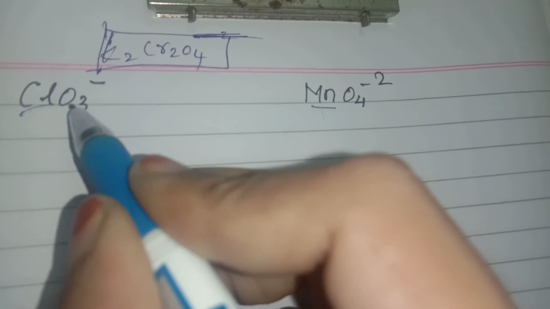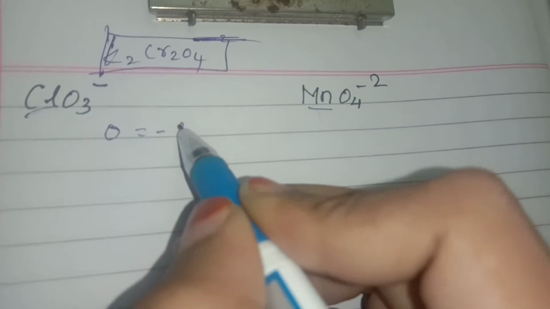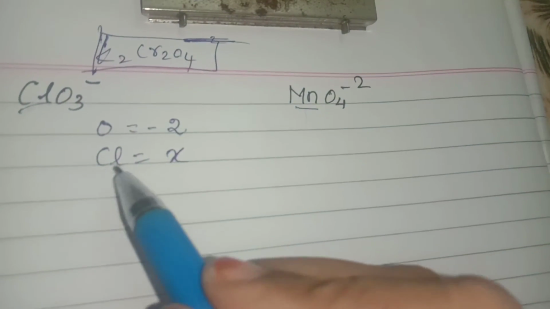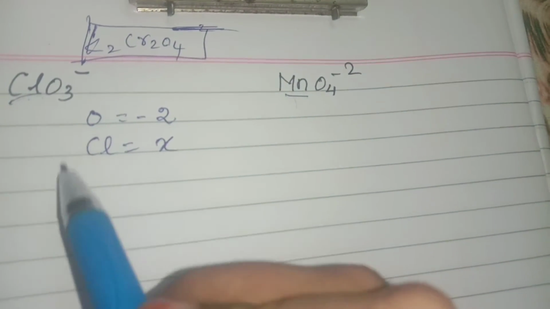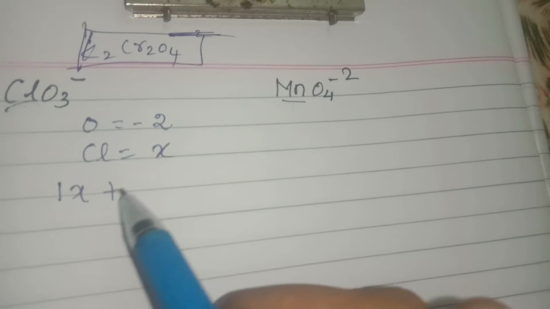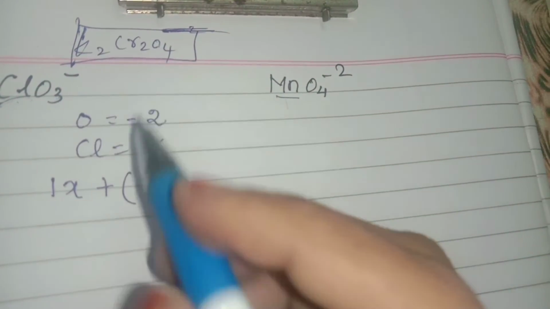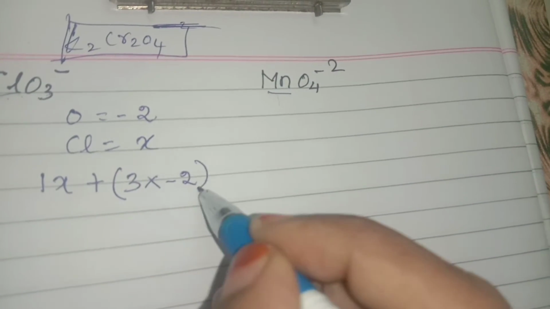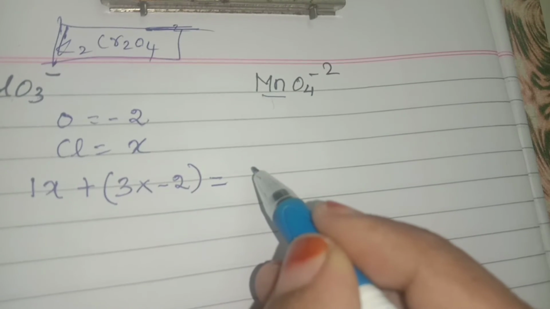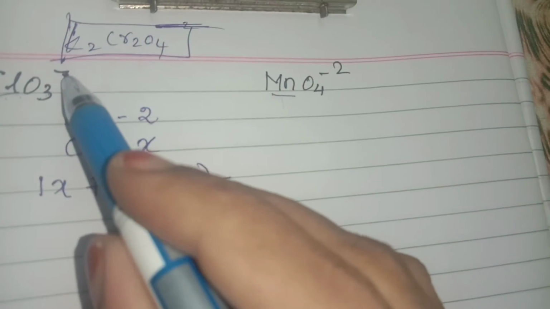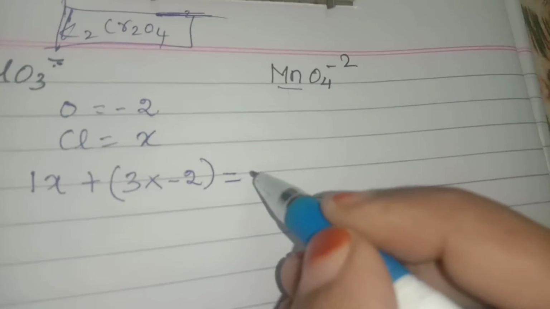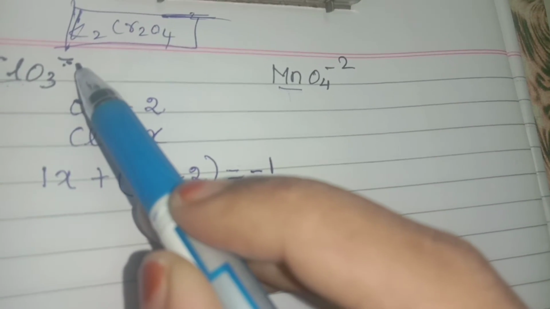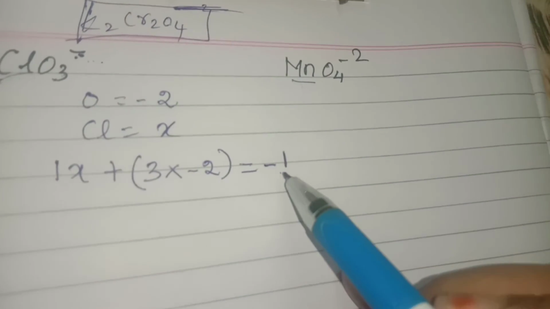We know for oxygen, oxidation number is minus 2. For chlorine, we don't know, we are going to calculate. So we are writing here x. According to the formula, here no number is present. So 1x plus this 3 is present here into oxidation number value is minus 2 as usual we are writing, which is equal to 0 as we wrote in previous equations. But here minus is present. So here you have to write minus 1. Here no number is present means there is a 1 present, like that we have to think. So we are writing here minus 1.